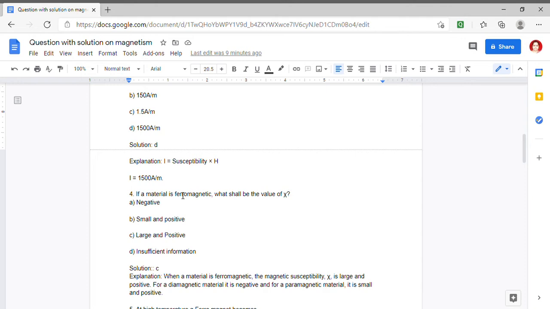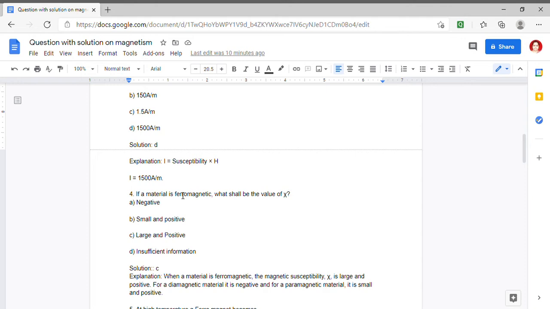Now we are going to discuss the next problem. In the next problem, we are given that the material is ferromagnetic. Then we have to determine what should be the value of chi. That means what should be the value of susceptibility. We know that a material is ferromagnetic. So, for a ferromagnetic material, there is a spontaneous magnetization in it. So, the susceptibility of this material should be large and it is positive. That means the option which is correct is C. The chi must be large and positive.